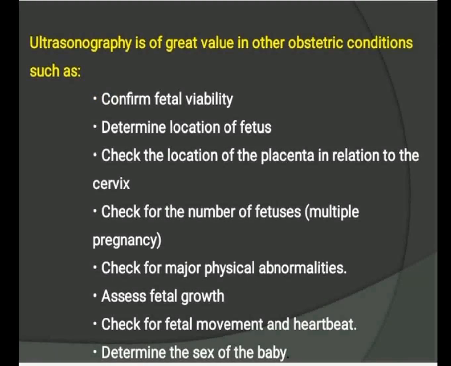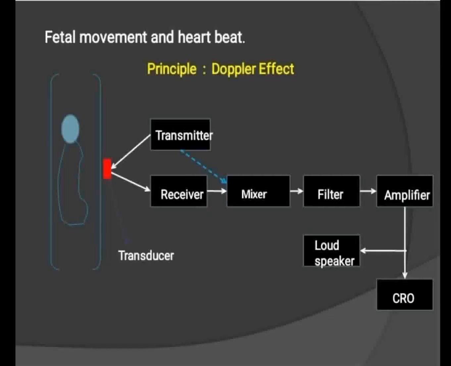Some of the applications of ultrasonography are to confirm fetal viability, to determine the location of the fetus, to check the location of the placenta in relation to the cervix, to check the number of fetuses, to check for major physical abnormalities, to assess fetal growth, to check for fetal movement and heartbeat, and to determine the sex of the baby. One of the main applications of ultrasonography is to detect the fetal movement and heartbeat. It involves the principle of Doppler effect.